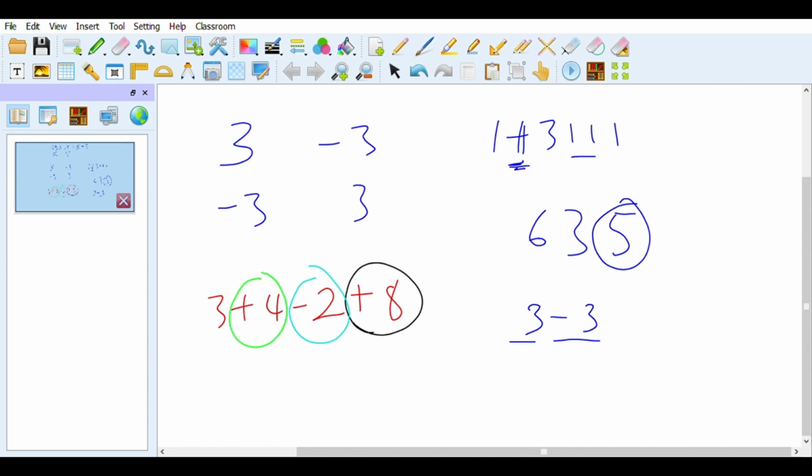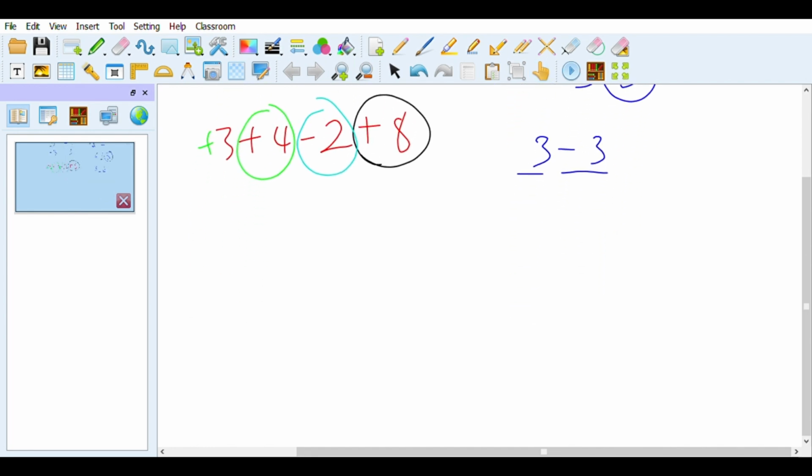And 3 is now going to be a positive 3, even if the positive is not written. So the sign of a number is the sign at the back of the number. Do you understand that now? Yes, because we're going to use this in the next series of examples. So now back to additive inverse.